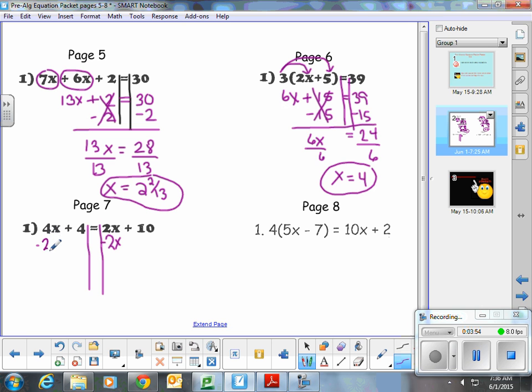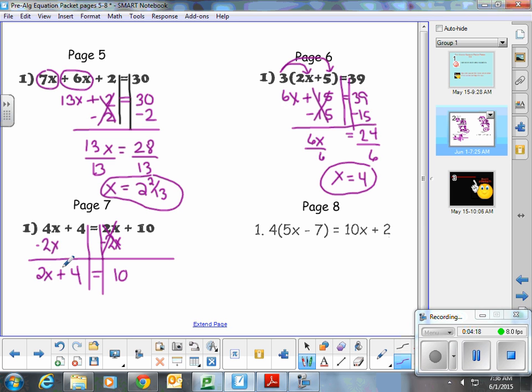Notice when I write the minus 2x, I'm going to put it under the x term, not the constant term. 4x minus 2x is 2x, and then plus 4 is still over here. And on the other side, 2x minus 2x is 0, so that's going to disappear, and we're left with a positive 10. Now it looks again just like those equations from page 2.